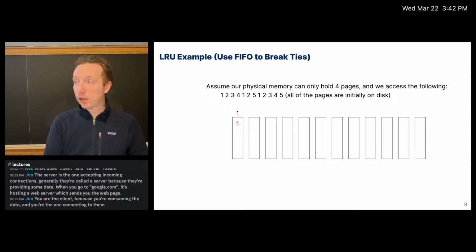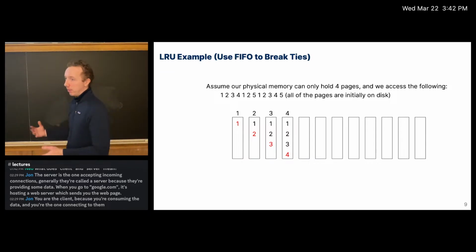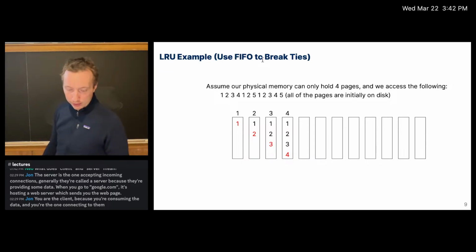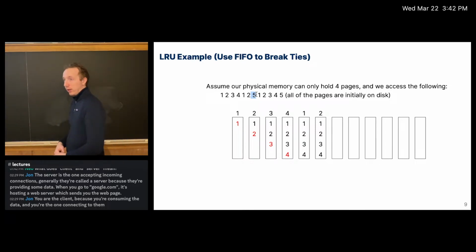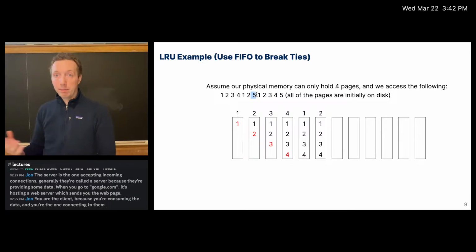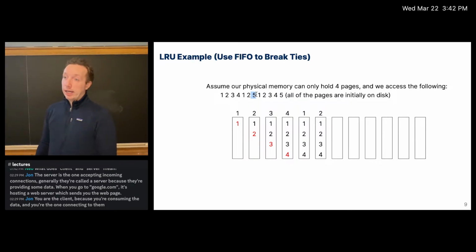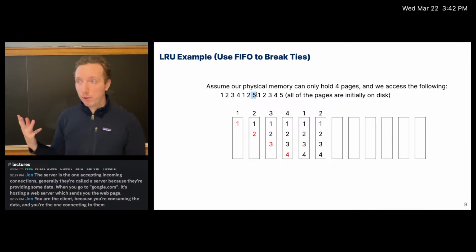So our first 4 are going to look exactly the same, where we have to bring them into memory from disk. Then again, our next 2 accesses are going to be the same. So 1 and 2 are already in memory, so we don't have to replace anything. So we're all good. So our first question comes in now: if we need to read in page 5, again, we need to replace page 1, 2, 3, or 4.